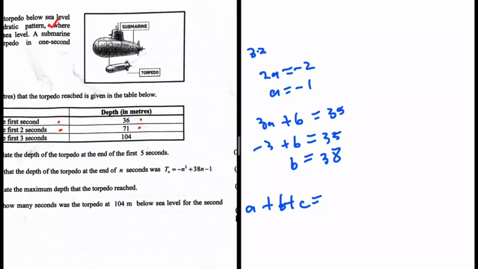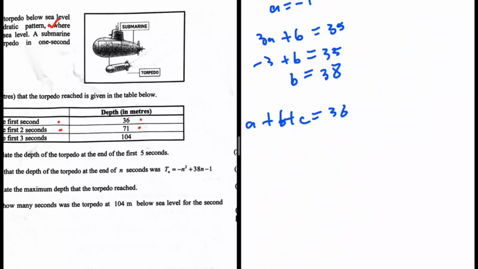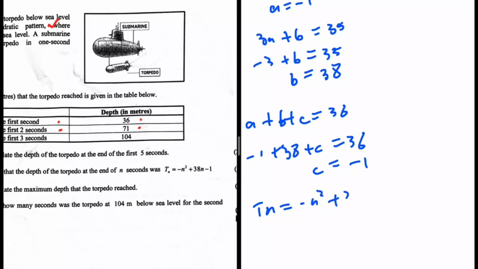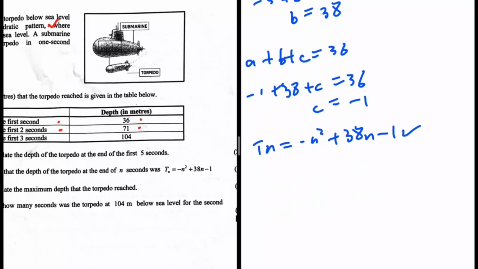So what's the value of t1 again? 36, right? So minus 1 plus 38 plus c is equal to 36. C is equal to 36 plus 1 minus 38, that is minus 1. So Tn will be equal to minus n squared plus 38n minus 1. Looks good. That is 3.2.